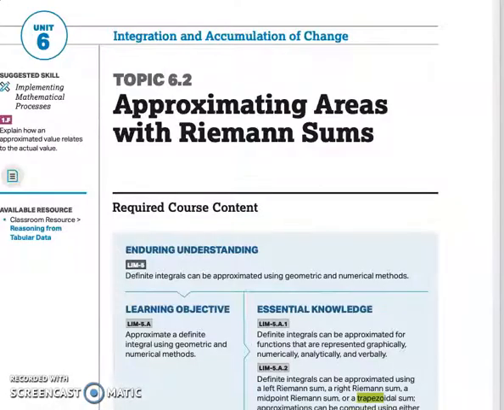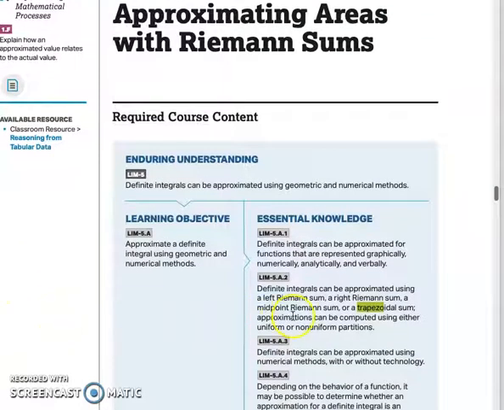Now, as you know, we got to go to our little Bible, the course description, and topic 6.2. If you notice this, it talks about approximating areas, Riemann sums, approximate a definite integral using geometric methods. Definite integrals can be approximated with a left, right, a midpoint, and there you go, trapezoidal sum.